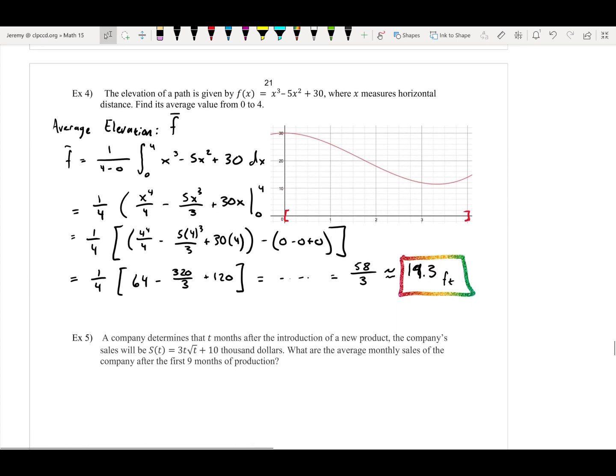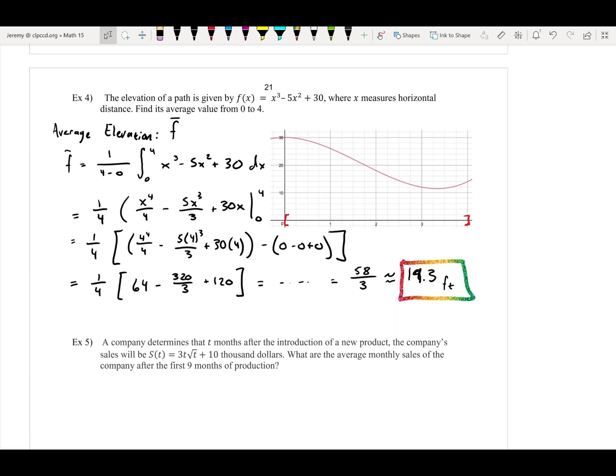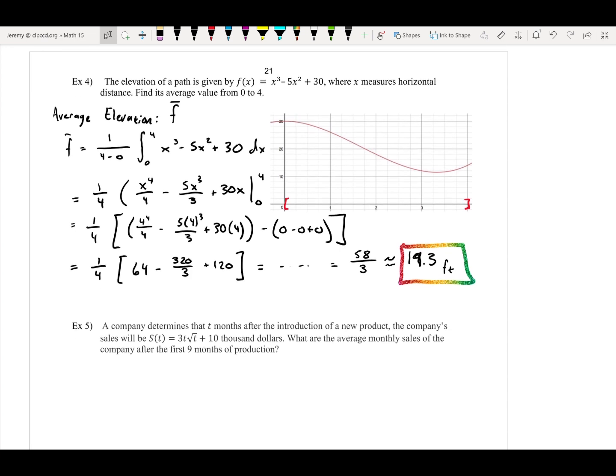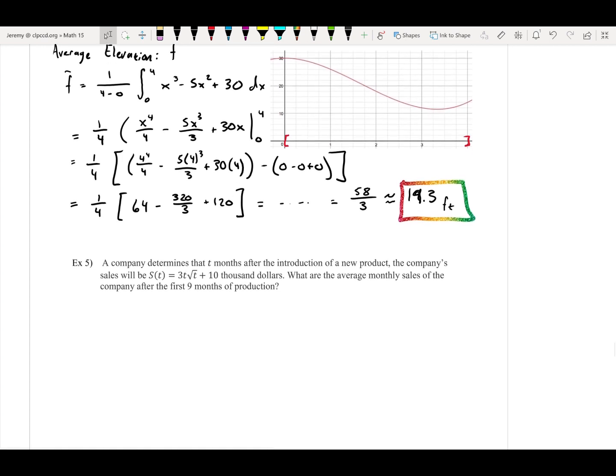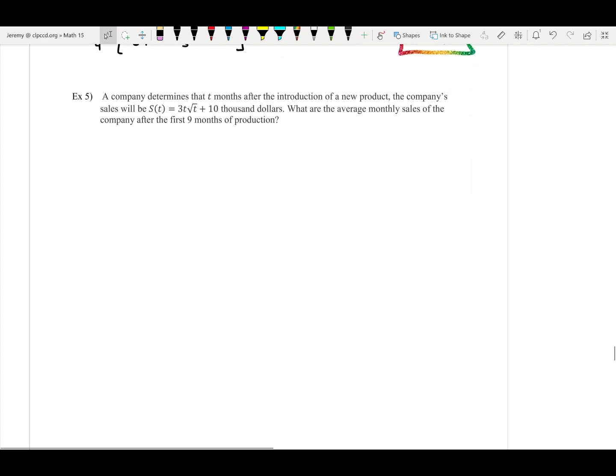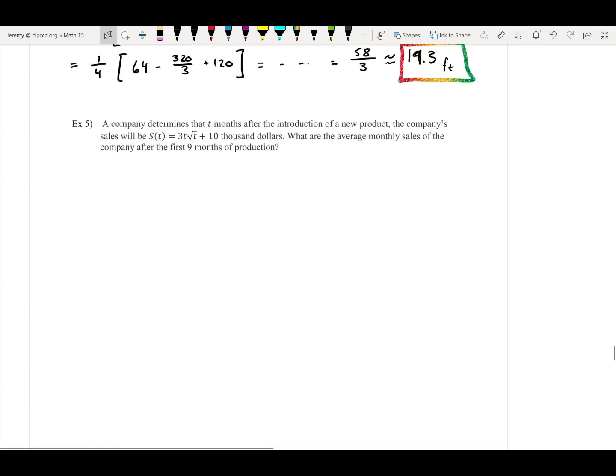And then the average value function. So the hardest part of these problems is really just evaluating the integrals and doing all the arithmetic correctly. I don't think that the formulas are particularly difficult here. Let's try example 5, and I think this is the last one for this section.